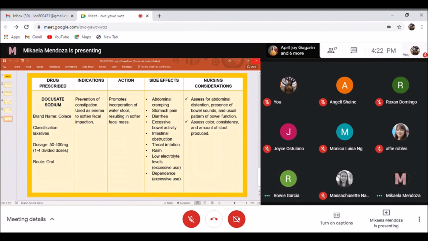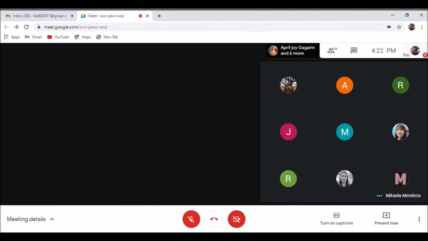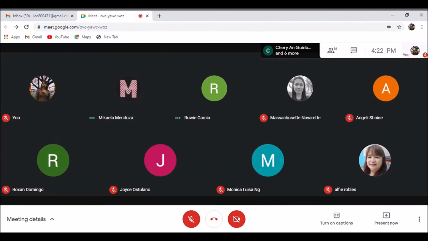Yun lang po. Tapos na yon. Yes, ma'am. Opo. So, wala na siyang kasunod. Usually, diba, sa huli yung NCP, bakit sa huli yung drug study? Nagkamali lang ma'am ng order.